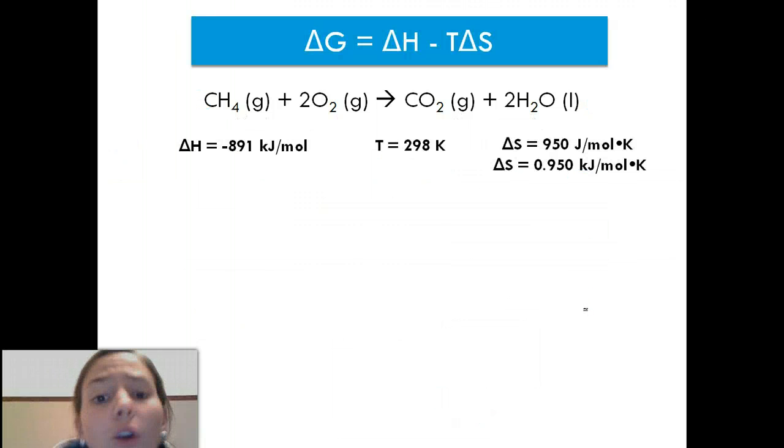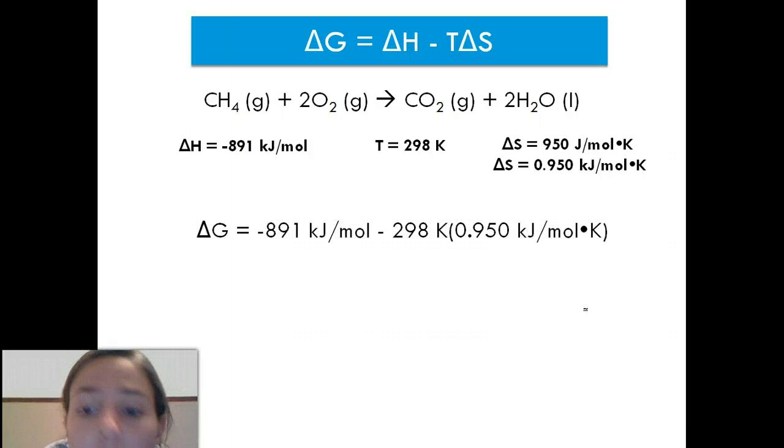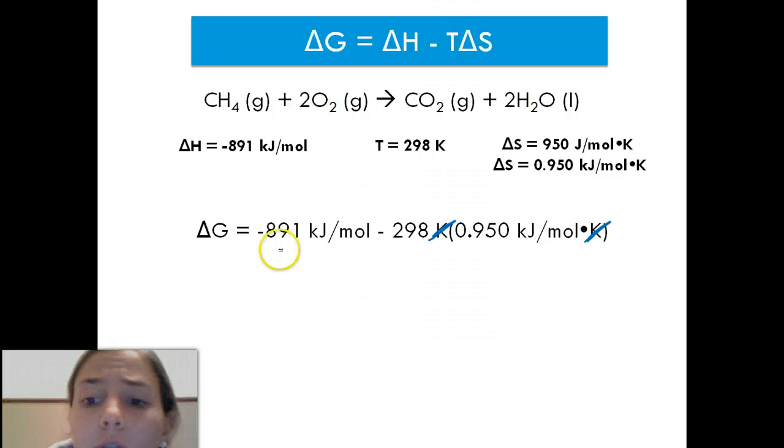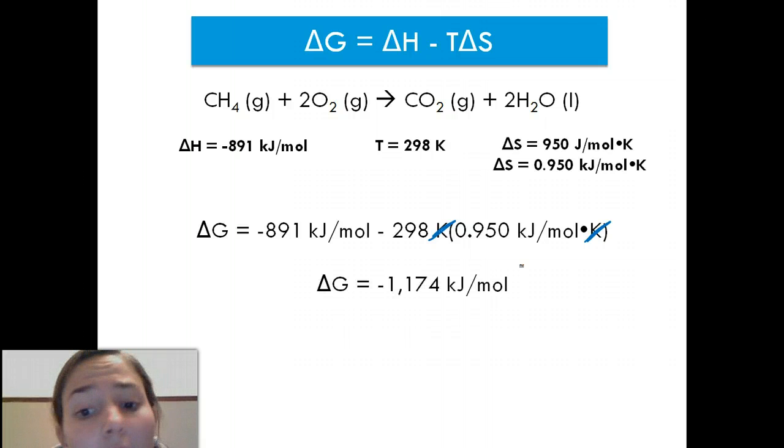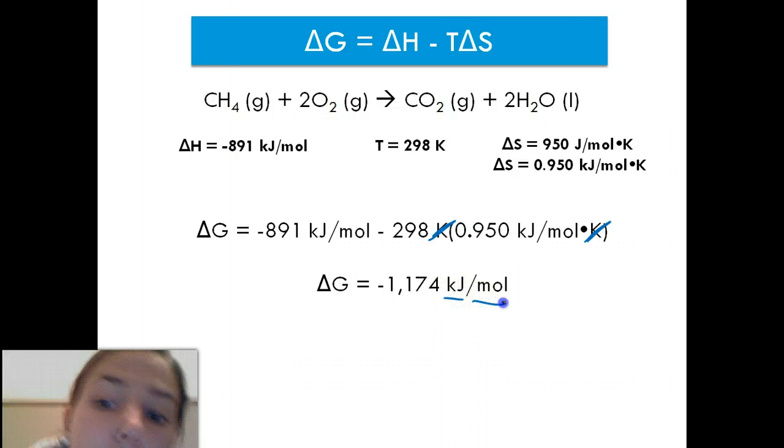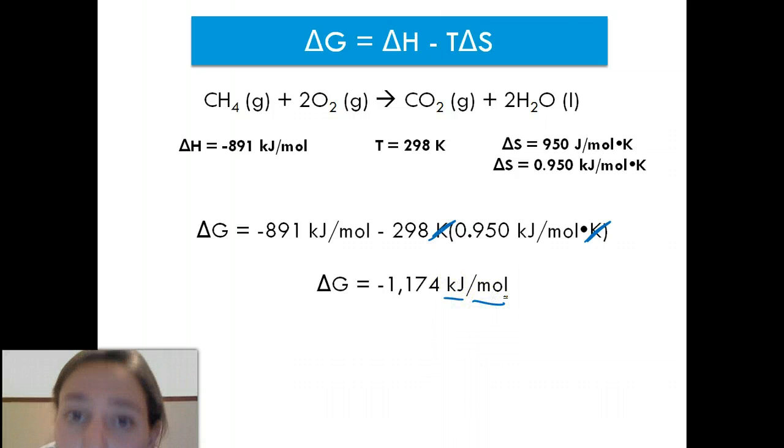So if we go and put this information back into our Gibbs free energy equation, we can see that the units are going to cancel again. Our kelvins cancel. Our kilojoules and our moles do not cancel because we're not dividing by either of those things. So when we calculate our Gibbs free energy, we're going to get a kilojoules per mole unit on the end.